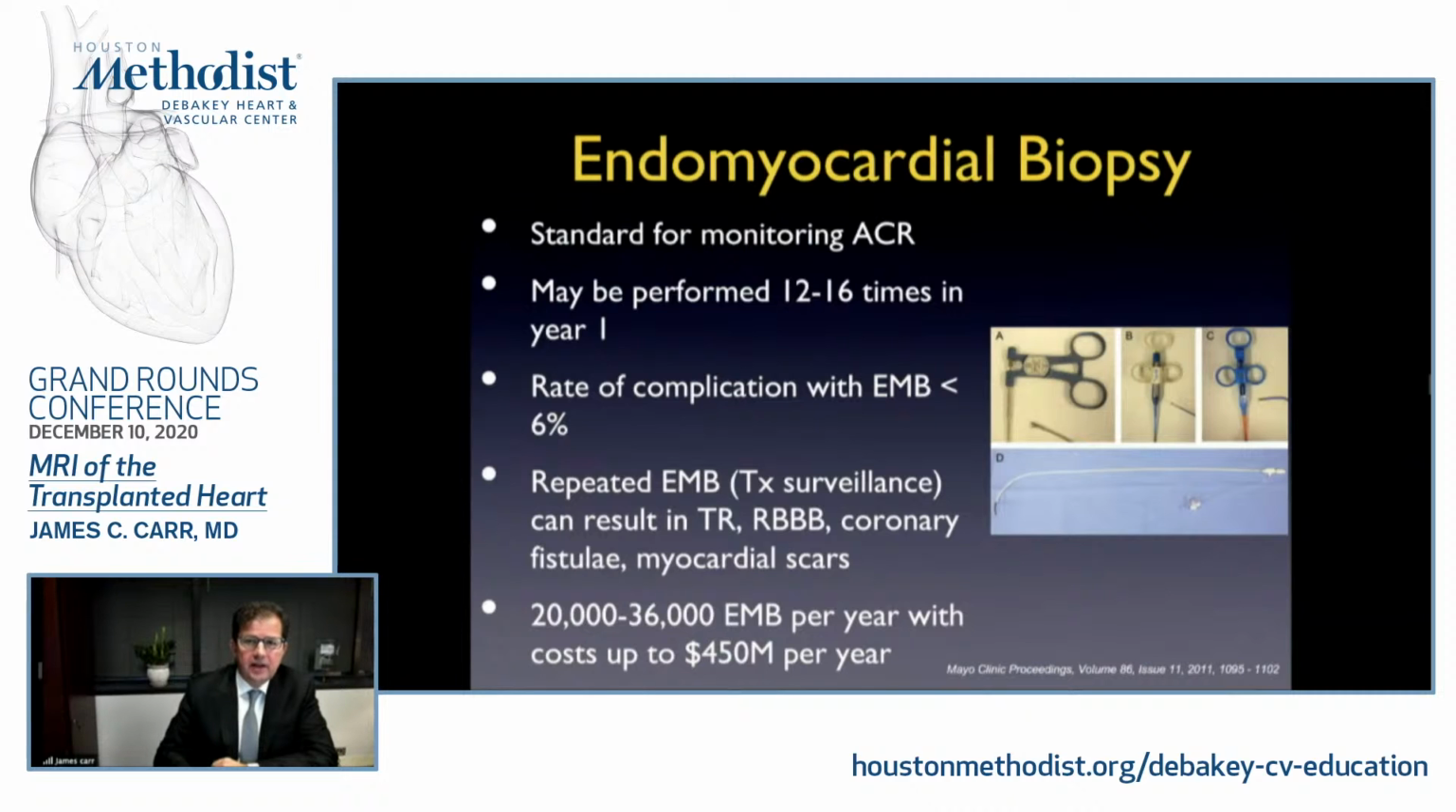A little bit about endomyocardial biopsy, which is the standard for monitoring acute cellular rejection. As I mentioned, this can be performed very frequently in year 1. The rate of complication is reported as high as 6%, but overall, this is a very safe procedure and the complications are relatively low. Repeated biopsy can result in tricuspid regurgitation, right bundle branch block, coronary fistulae, and myocardial scarring. And as I mentioned, the cost can be pretty significant since this is an invasive test.